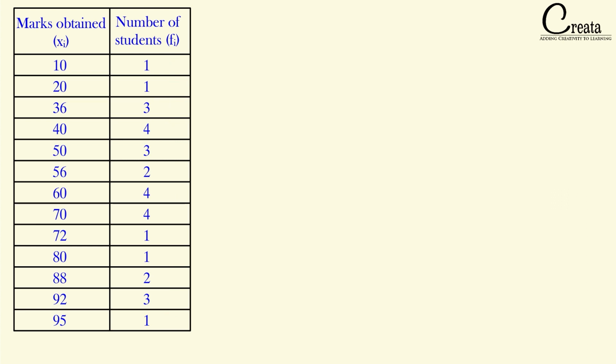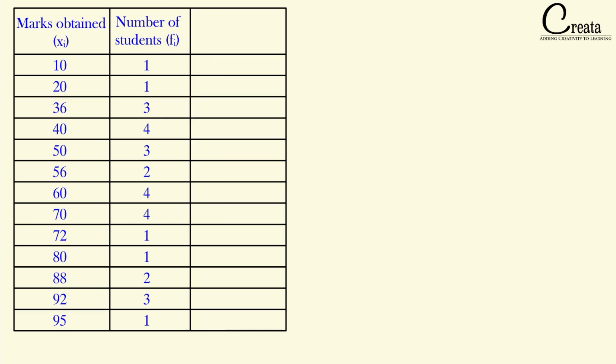So let's move further and calculate the mean. To calculate the mean, we have to add one more column, that will be fi into xi. We will multiply fi with xi. Why are we doing this? Let's see. Firstly, let's multiply each row.